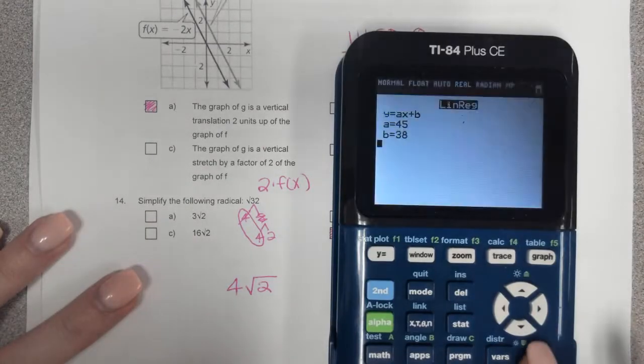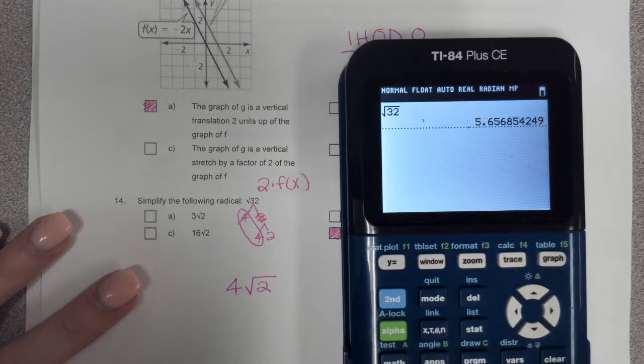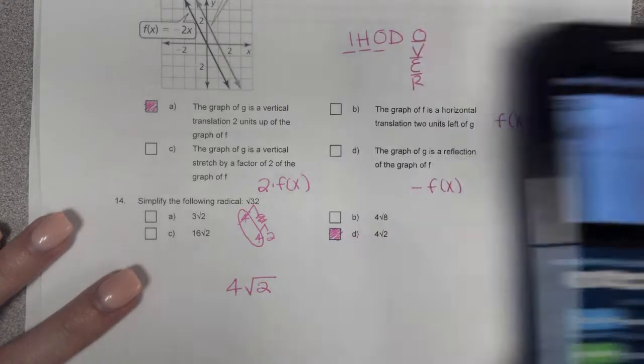You can check this on your calculator by taking the square root of 32, which is 5.65, and if I type in 4 times the square root of 2, I get the exact same decimal.